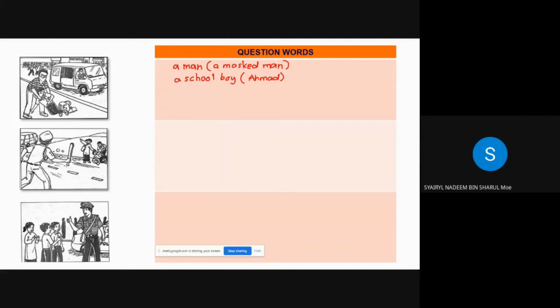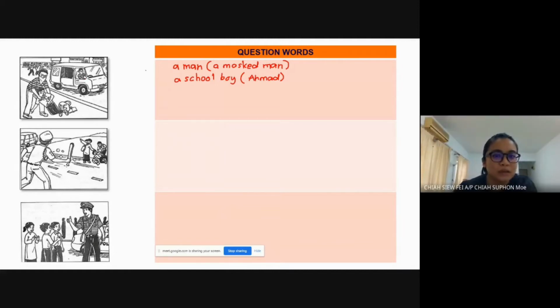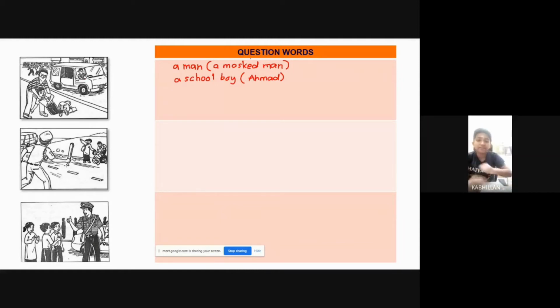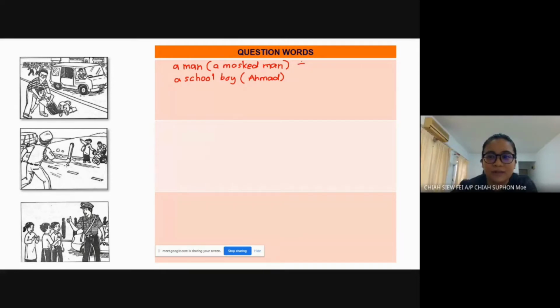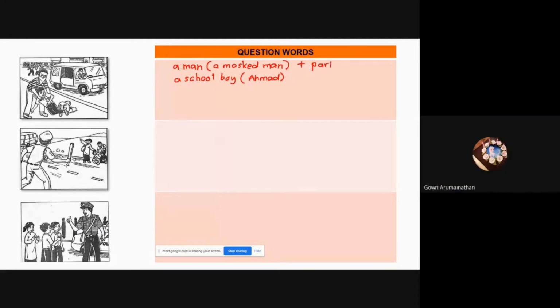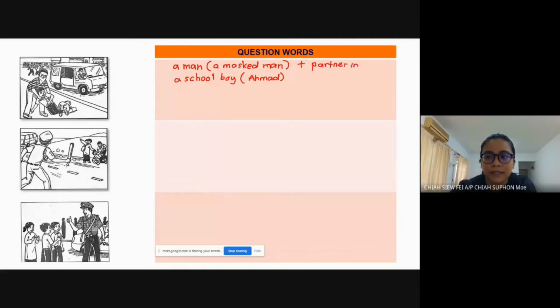No. What about the man in the van? Who is he? He's a driver. He's the driver, right? So he is the partner, maybe, right? Partner in crime. They are wearing the same mask. We're waiting for his partner to kidnap Ahmad. All right. So this is the first question word that we use. Who, right?